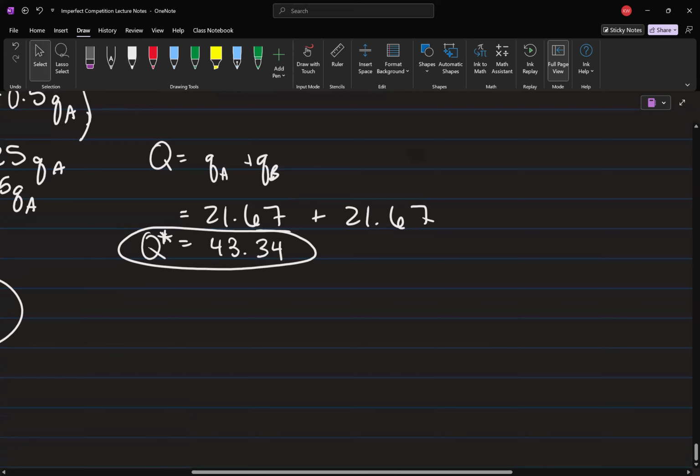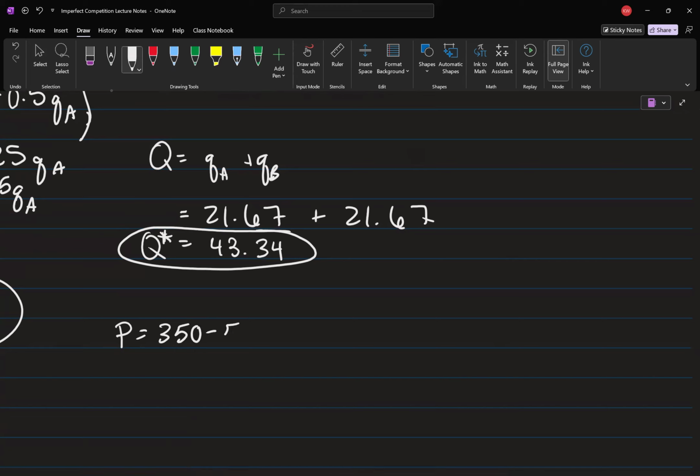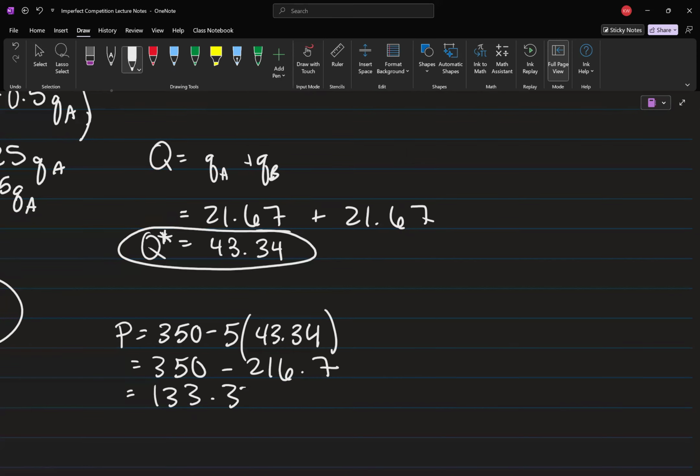Now that we have market output, we can find the market price. So our market price is going to be given by 350 minus 5 times 43.34. That's going to give us 350 minus 216.7, which ultimately gives us a price of $133.33.